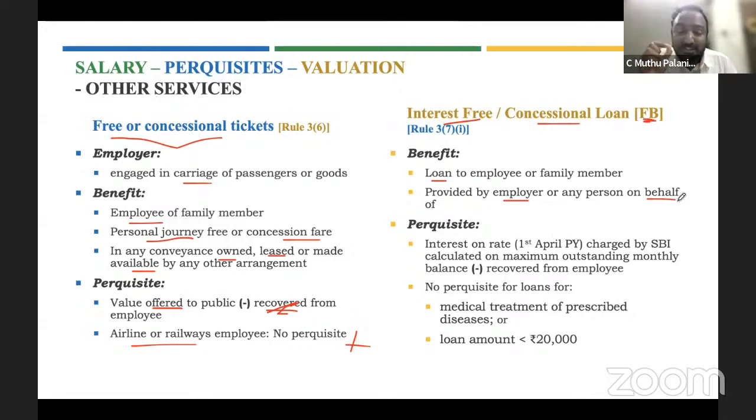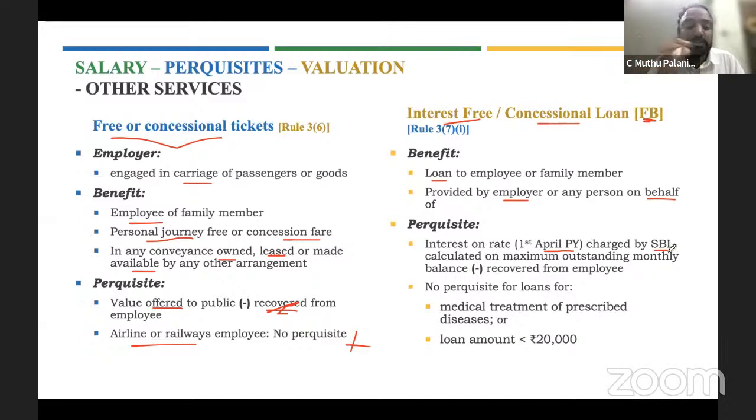You take the interest rate on 1st April of previous year. So for example, if it's financial year 22-23, you have to take the rate on 1st April. Interest rate charged by SBI. So what is the rate of interest charged by State Bank of India? On what date? On 1st April of previous year. So for your examination, it is the rate charged on 1st April 2022. Will the exam give you this rate? Yes. A question paper will tell you what is the rate adopted by the SBI.